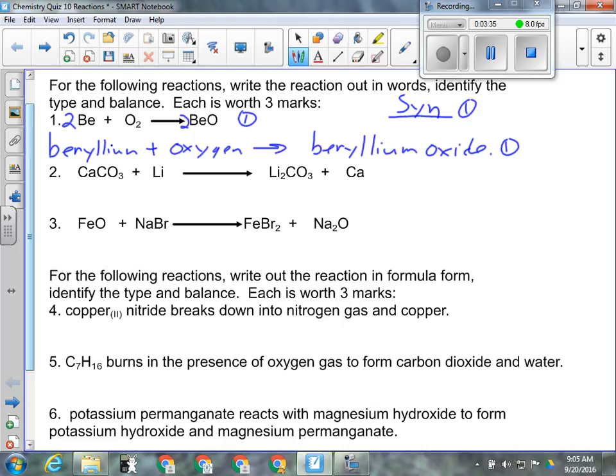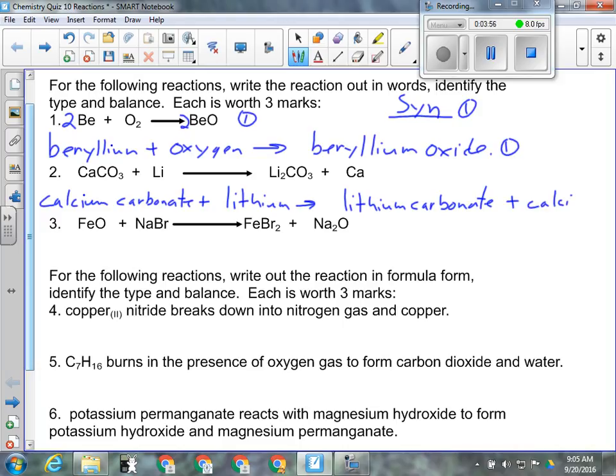Our second one, we have calcium carbonate reacting with lithium to produce lithium carbonate and calcium. 1 mark if their reaction looks like that. I have an ionic compound reacting with an element to produce a new ionic compound and a different element. The reaction is single replacement. 1 mark for single replacement.